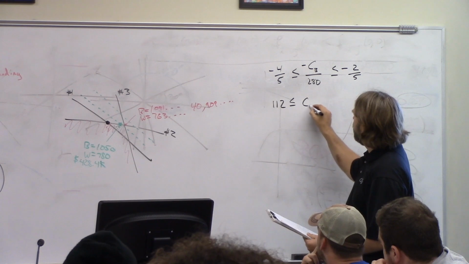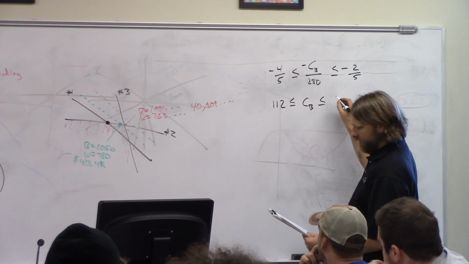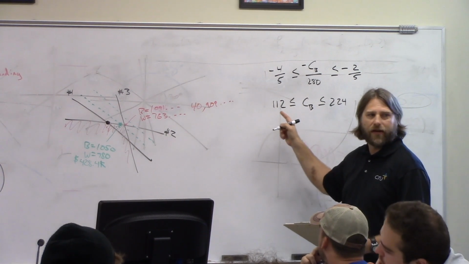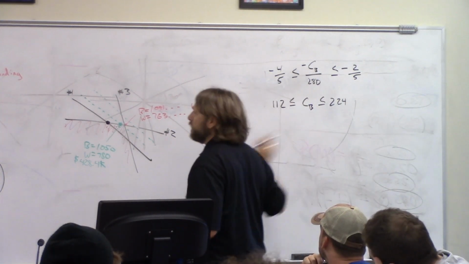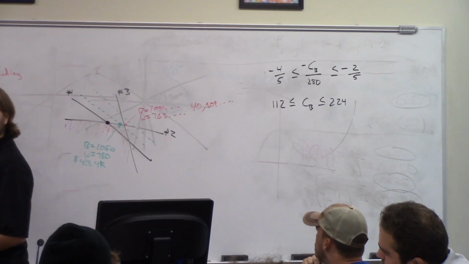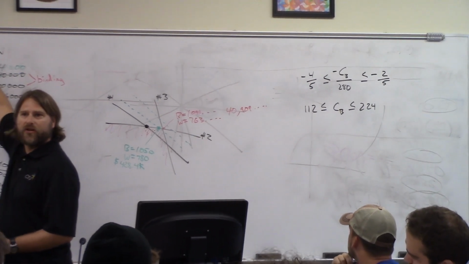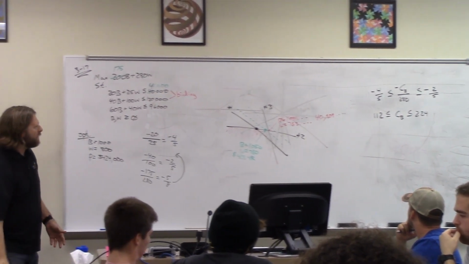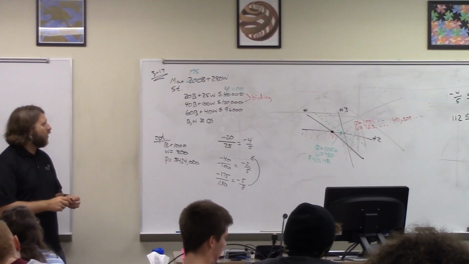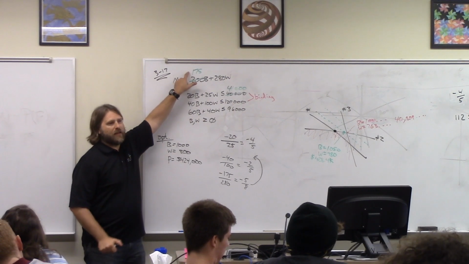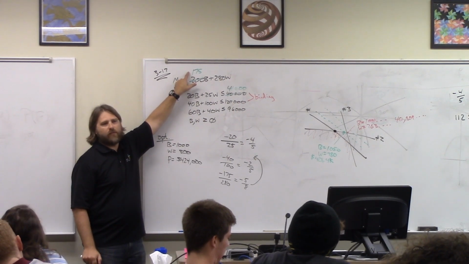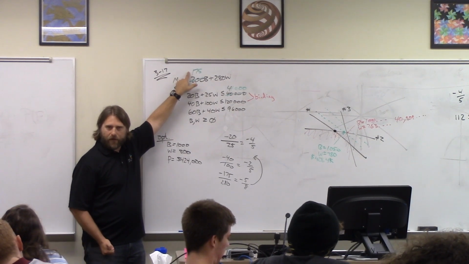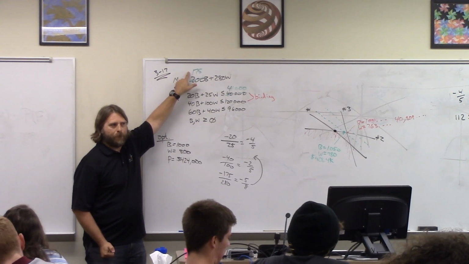Then you would get 112 is less than or equal to C sub B, which is less than or equal to 224. And so we get the range of our coefficient here as being between 112 and 224. We see that 175 is between that range. And so it's the same math that's happening, it's just looking at it from a different perspective. Both tell us that this is going to give us the same production results. All right, questions about that?